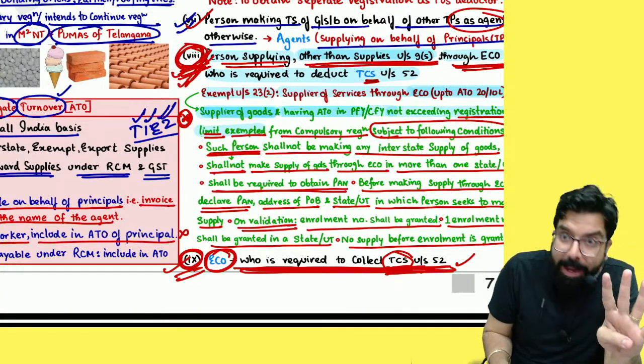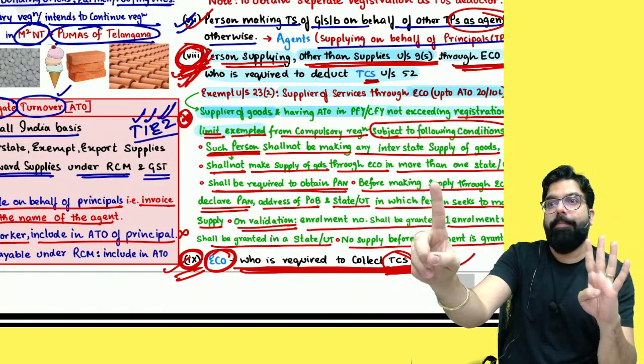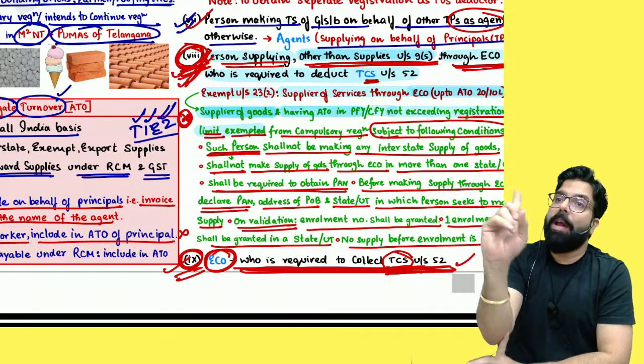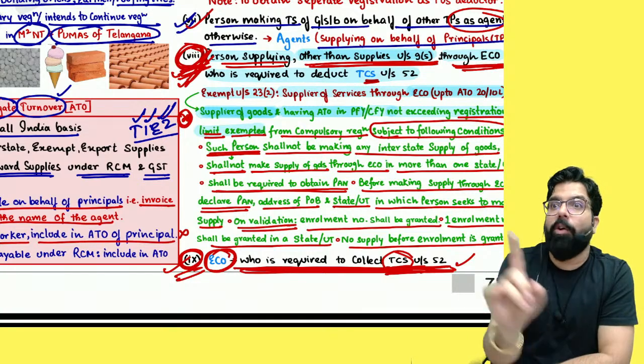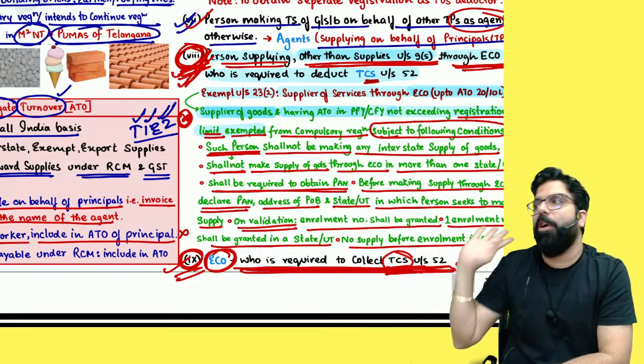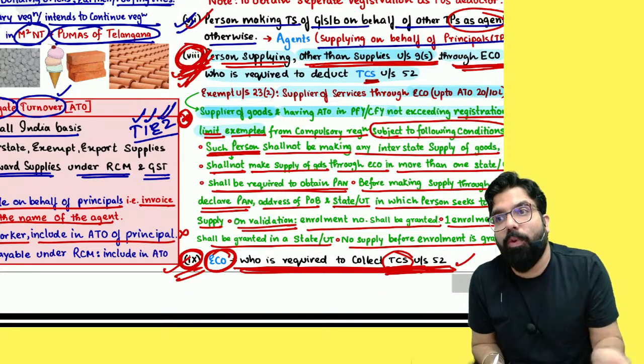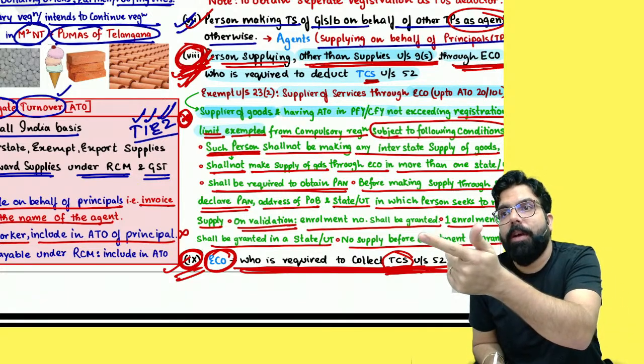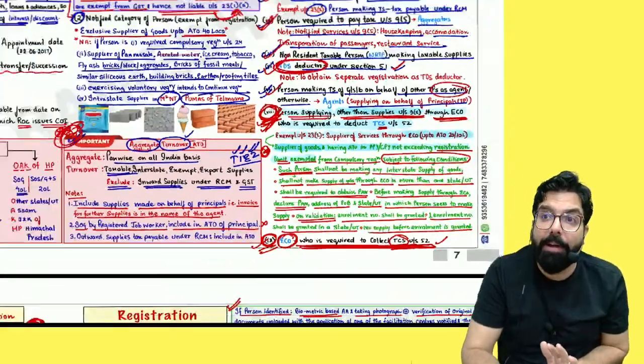Before making any supply, go online and take enrollment. You have to declare all the states, etc. You will get an enrollment number. One enrollment only will be given in a state, and only once you get the enrollment number, you can make your supply. If this condition is fulfilled, then you are exempted. Otherwise, compulsory registration. Is my point clear to all?